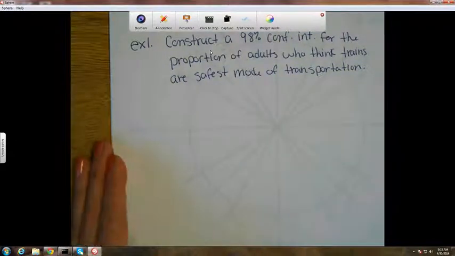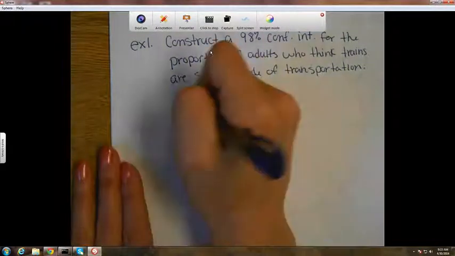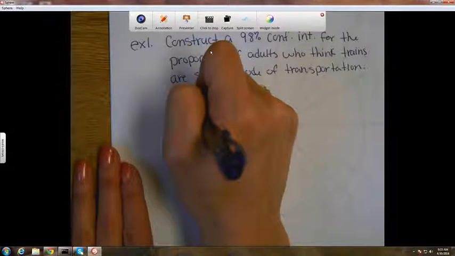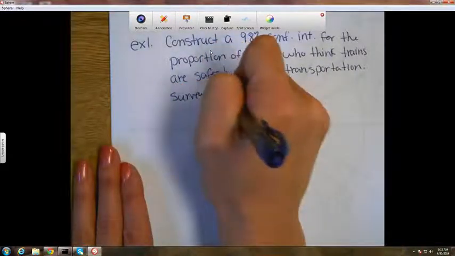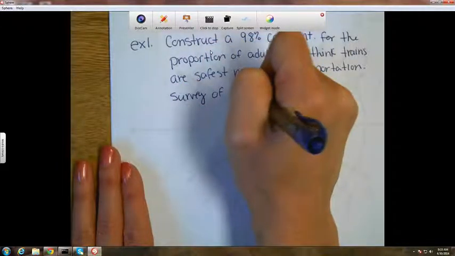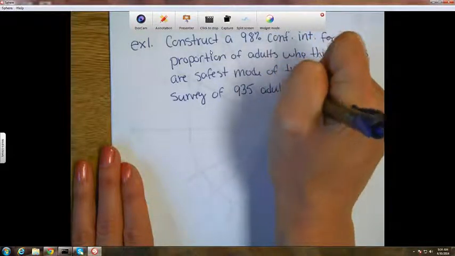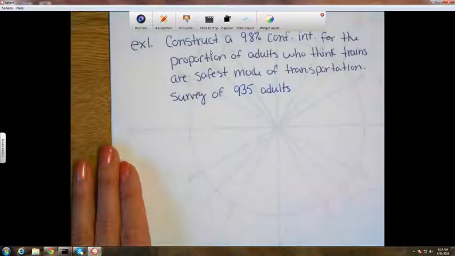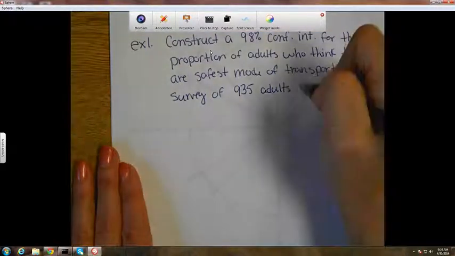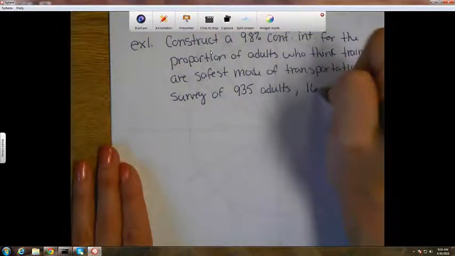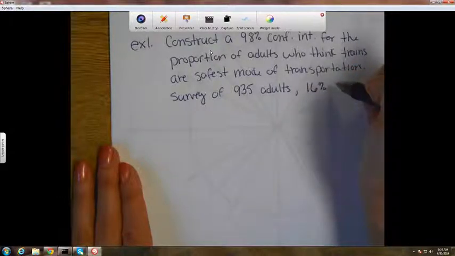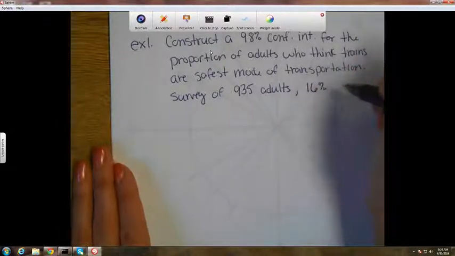And the data that they did a survey of 935 adults, and they found that 16% picked trains as the safest.